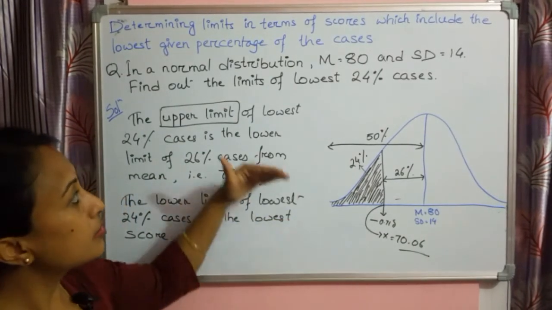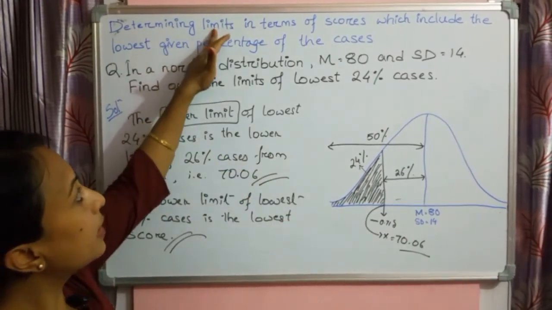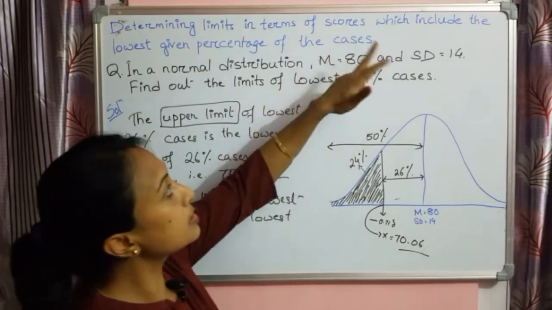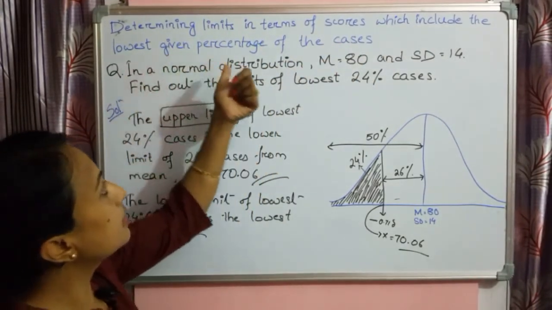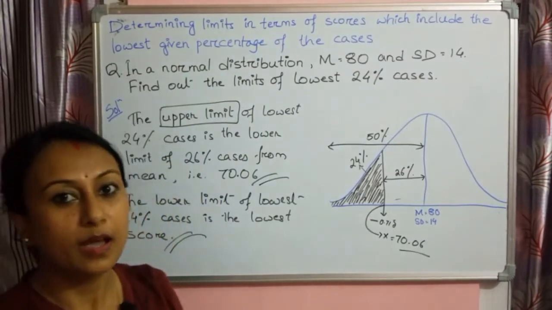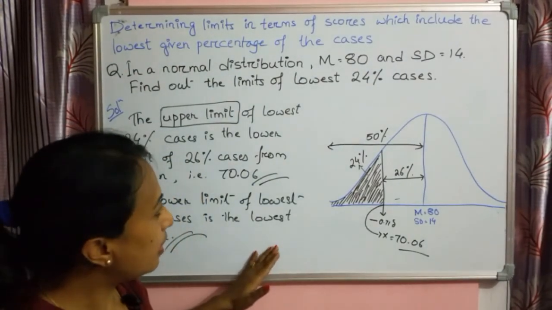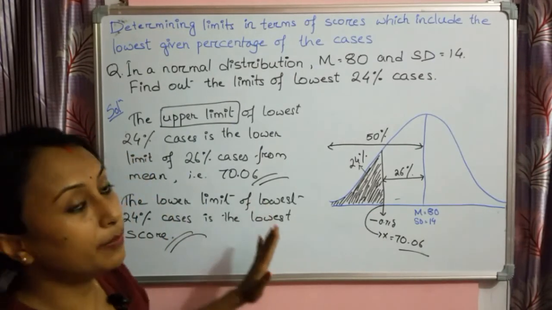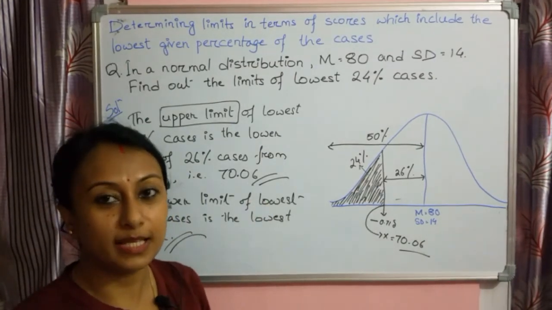So this is what we did: finding out the limits of scores which include the lowest given percentage of cases in a particular normal distribution. This is all about another application of NPC.